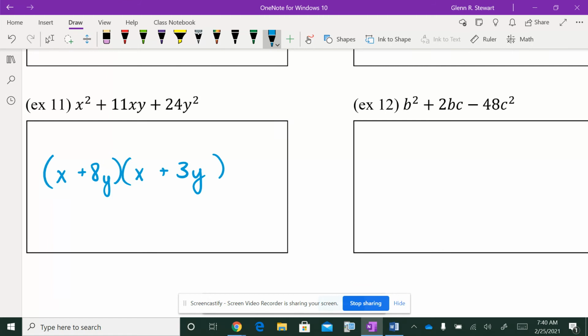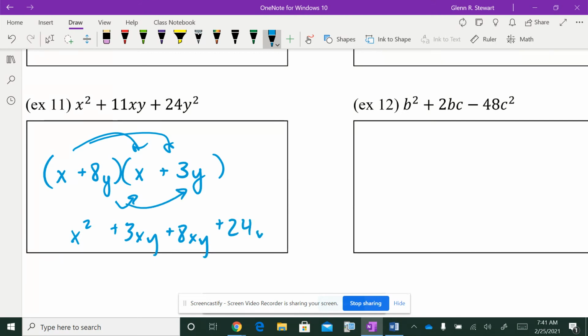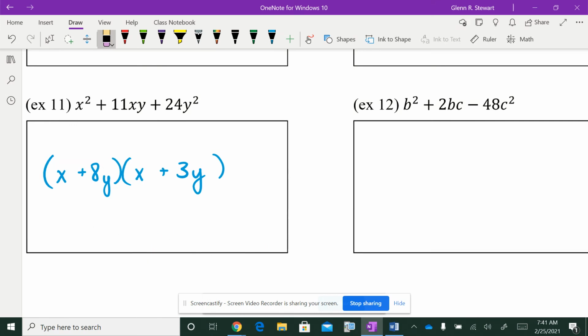If for some reason you feel like you're incorrect on one of these, you can always check your work by using the FOIL method, which is very nice. Just to show you on this one, you get x squared plus 3xy plus 8xy plus 24y squared, which then you guys know 3 and 8, that equals 11. So that ends up giving you that same result that you previously had. And go ahead, take a second, try example number 12.